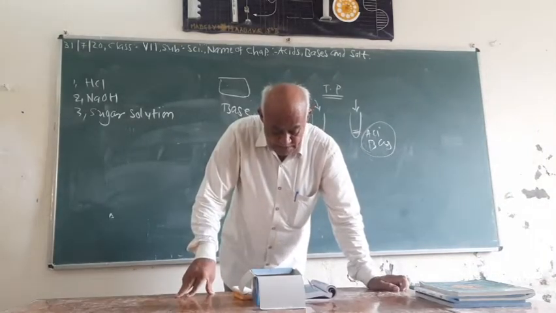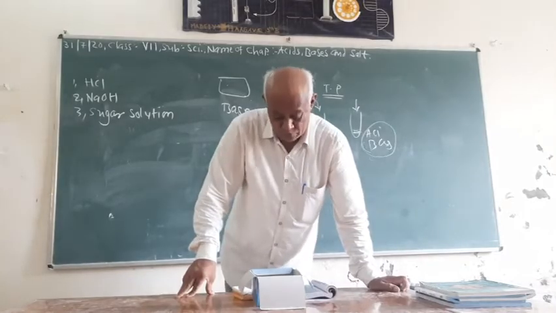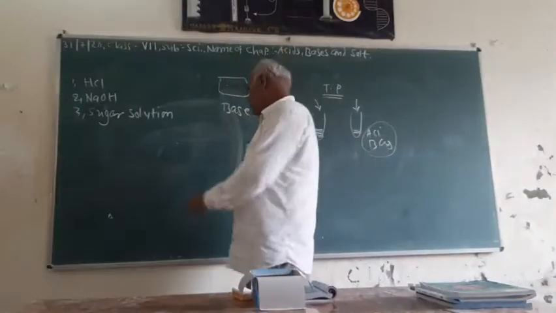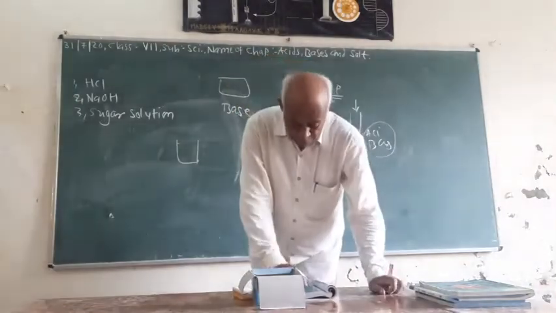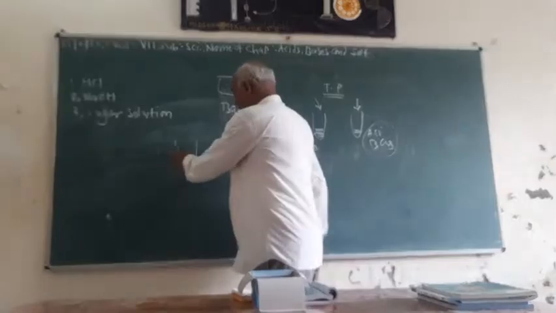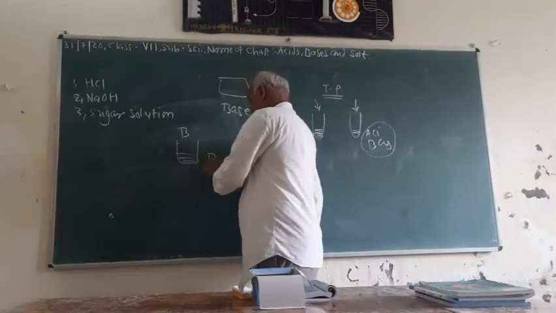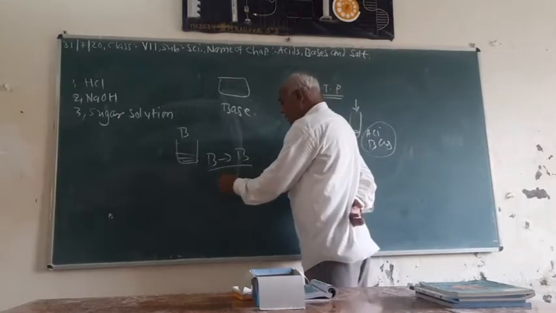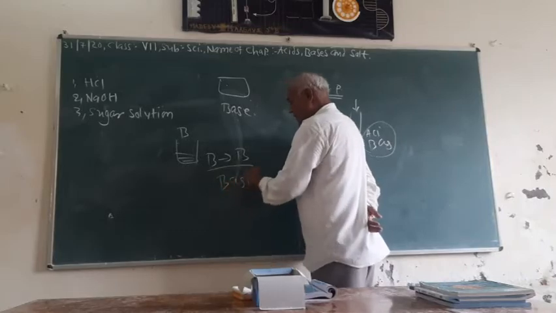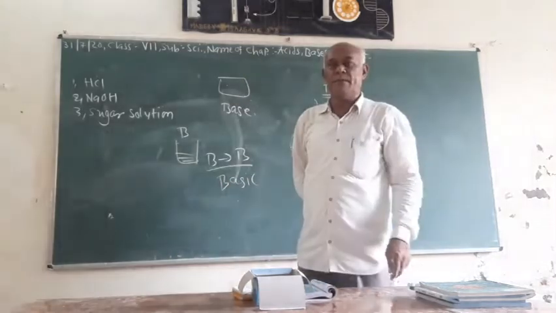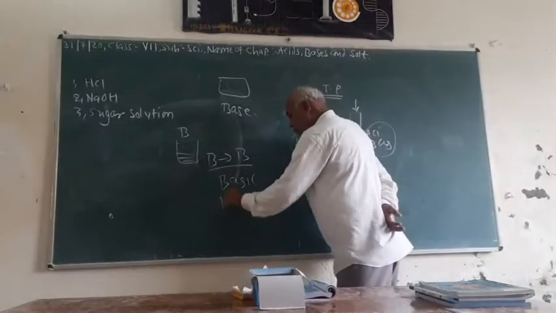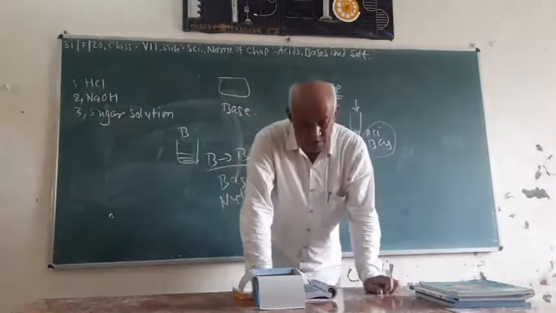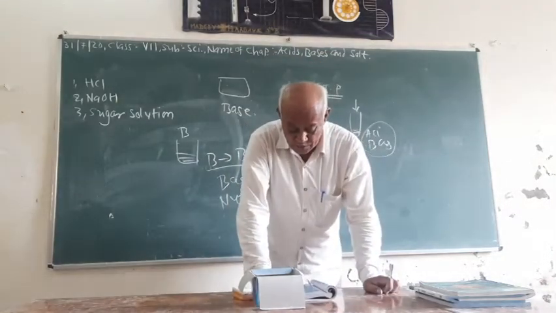Blue litmus paper is dipped in a solution. It remains blue. What is the nature of the solution? Explain. If blue litmus paper is dipped in a solution and it remains blue, it means the chemical nature of the solution is either basic, because in a basic solution blue litmus paper remains blue, or neutral. So the chemical nature of this solution is either basic or neutral. This is the answer.